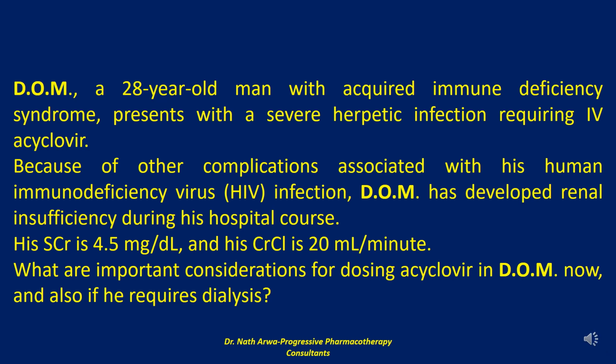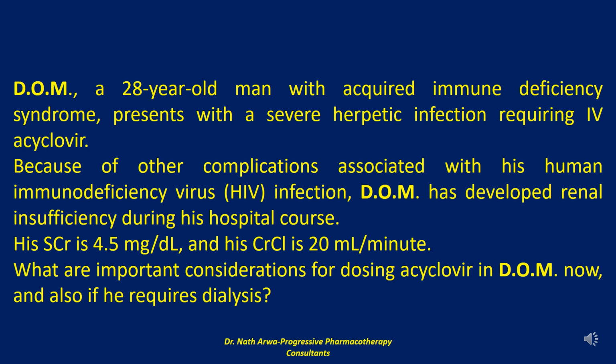Acyclovir is used to prevent or treat a variety of viral infections, such as those caused by herpes simplex and varicella zoster viruses. It is cleared primarily by the kidneys, with approximately 70% to 80% excreted unchanged in the urine. Dosage adjustment is necessary in patients with renal disease.